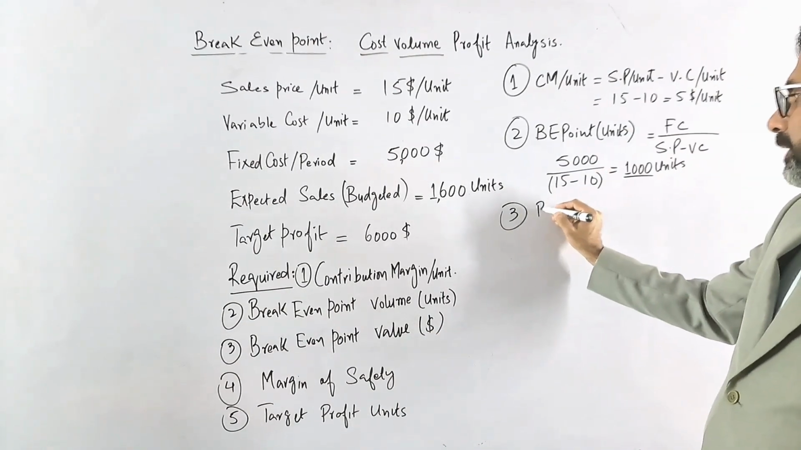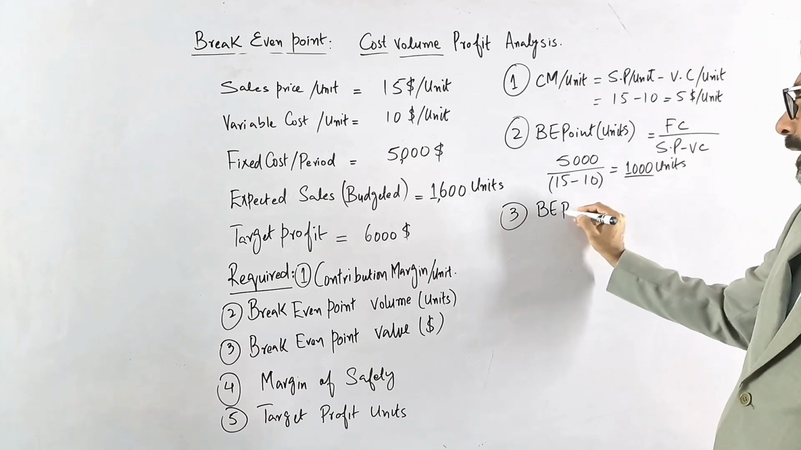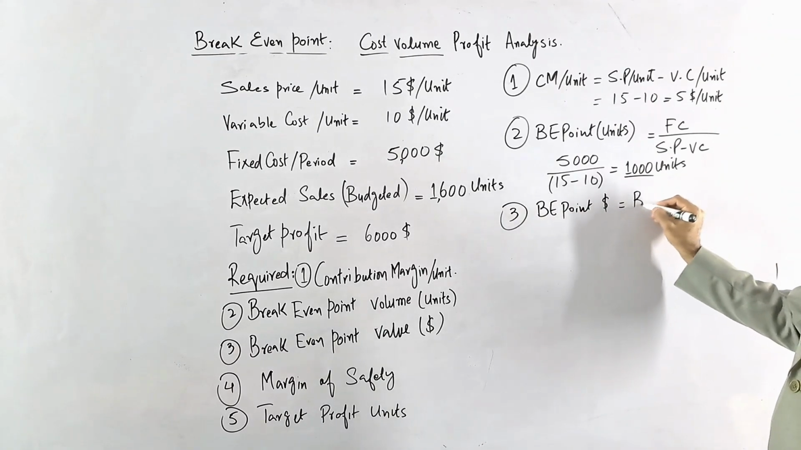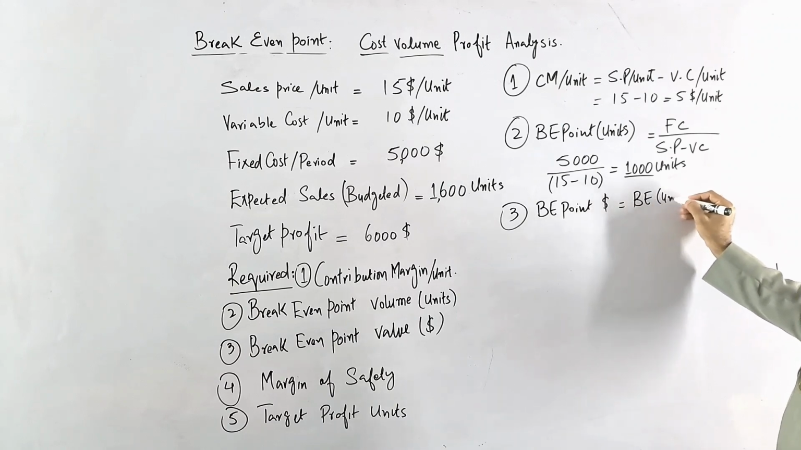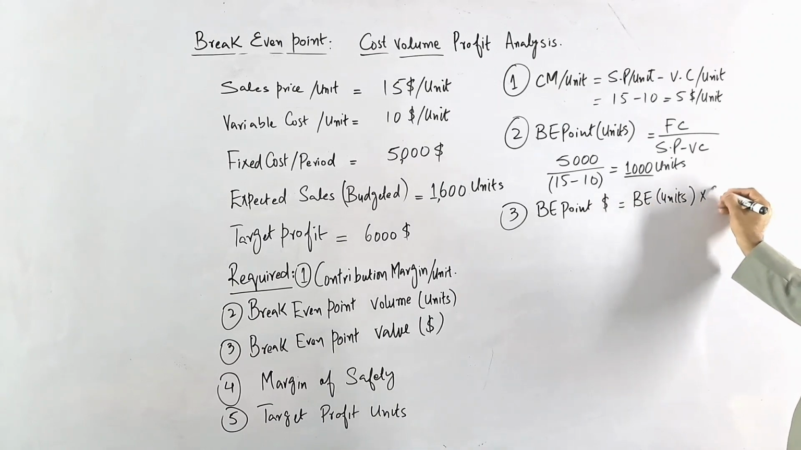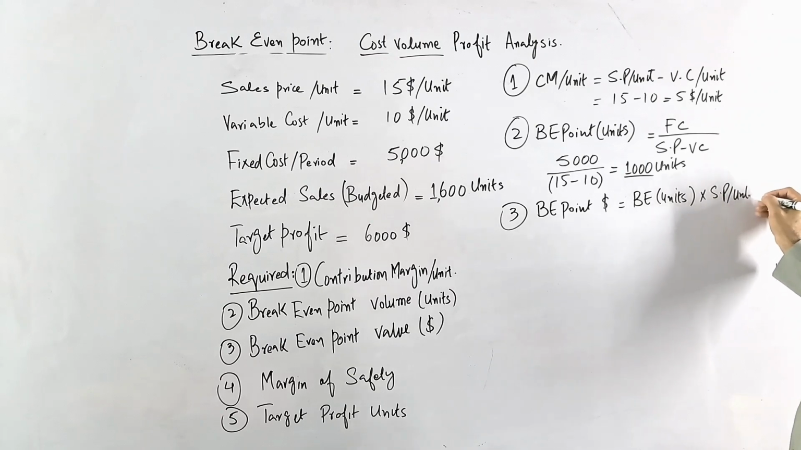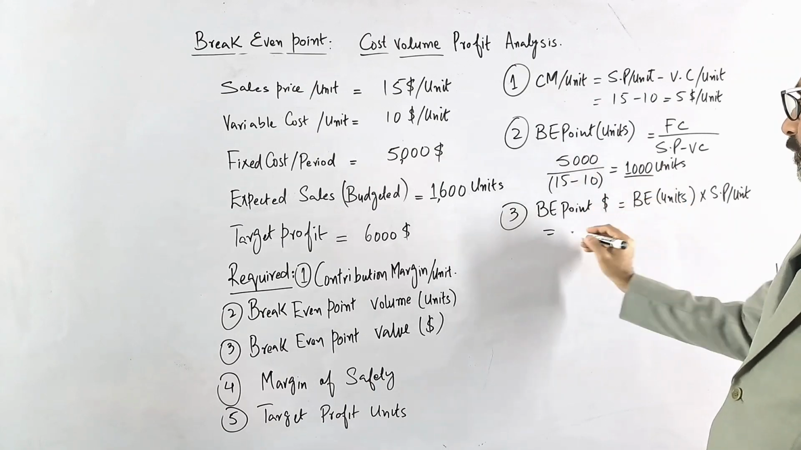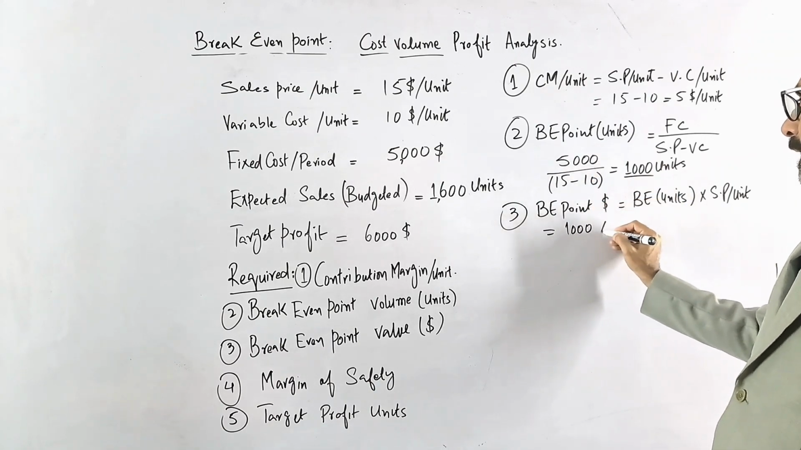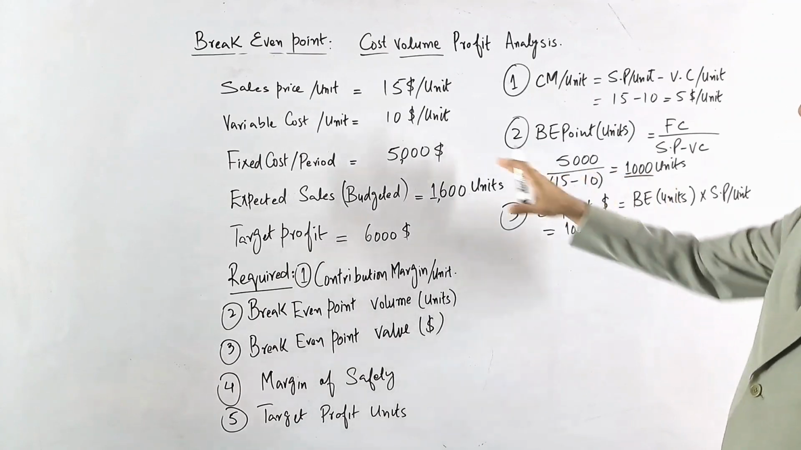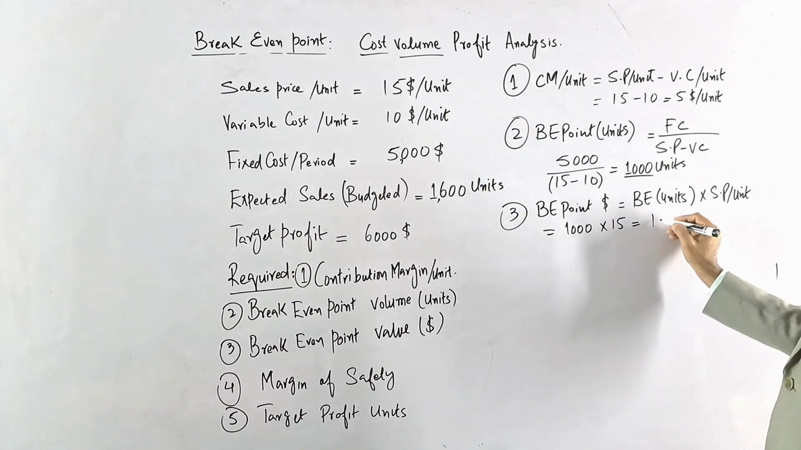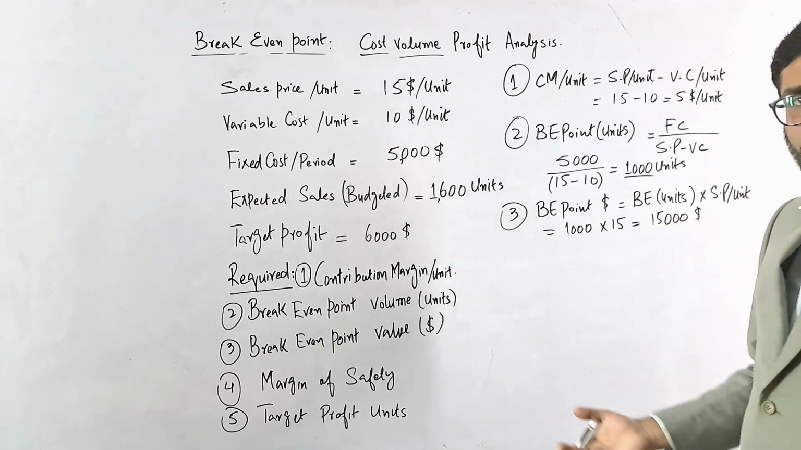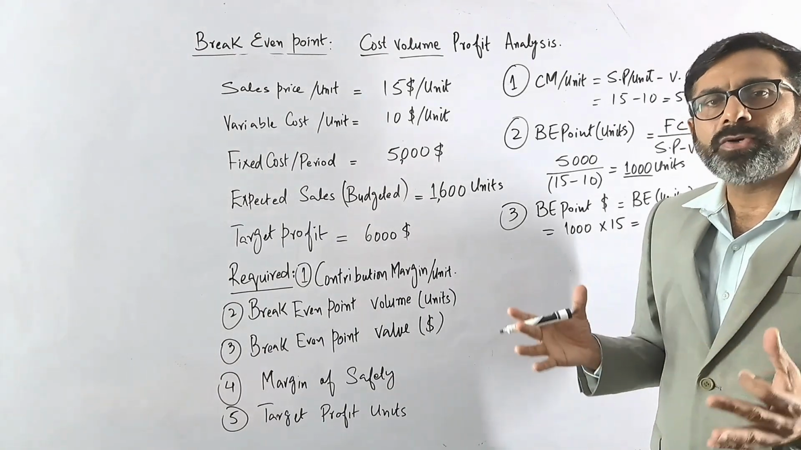The break-even point in dollars is the break-even point in units multiplied by the sale price per unit. In the previous step we calculated the break-even point as 1,000 units, multiplied by $15, that is the selling price. So it means $15,000 is the value of the break-even point.